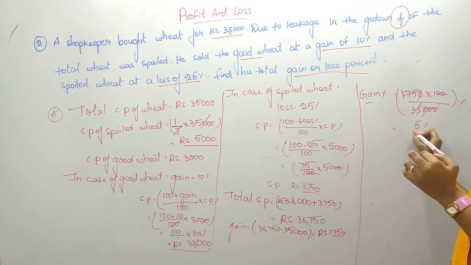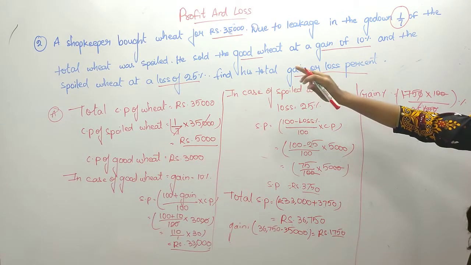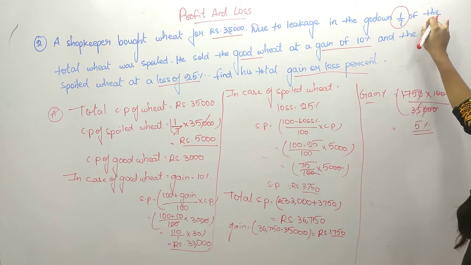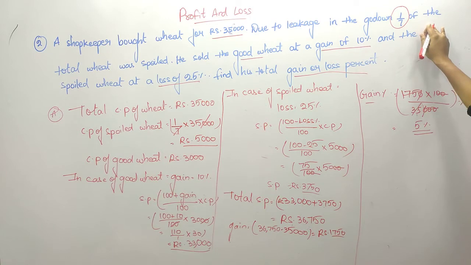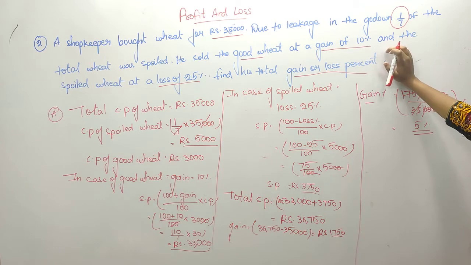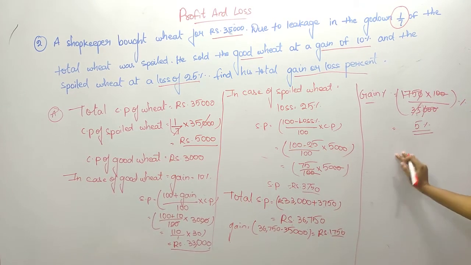Gain, how much did we get? By selling the wheat, in the godown half of the wheat was spoiled. After spoiling also, he sold the good wheat at a gain of 10% and the spoiled wheat at a loss of 25%. Finally, he found a gain of 5%. Next, solve the next problem.